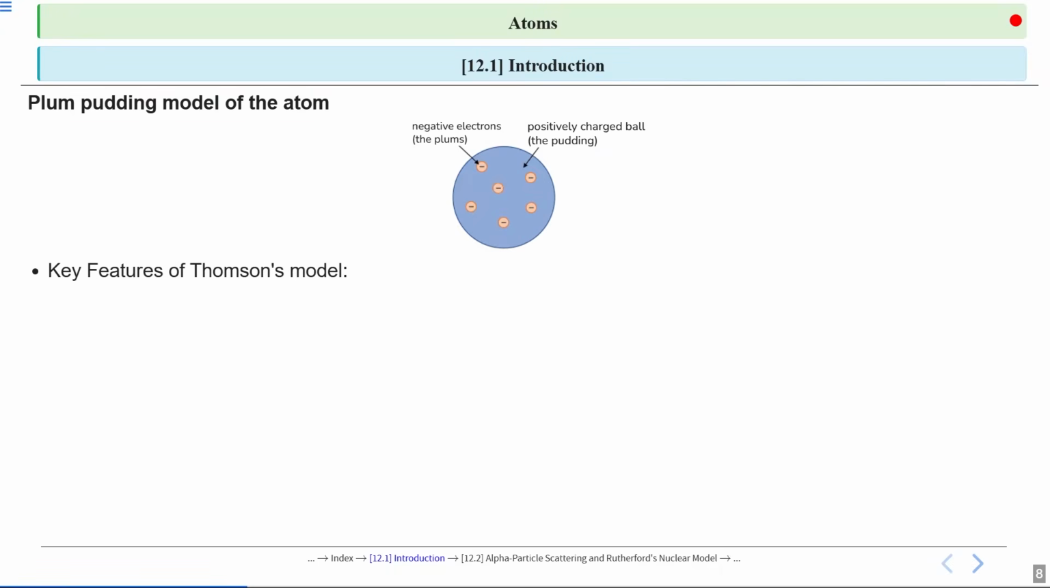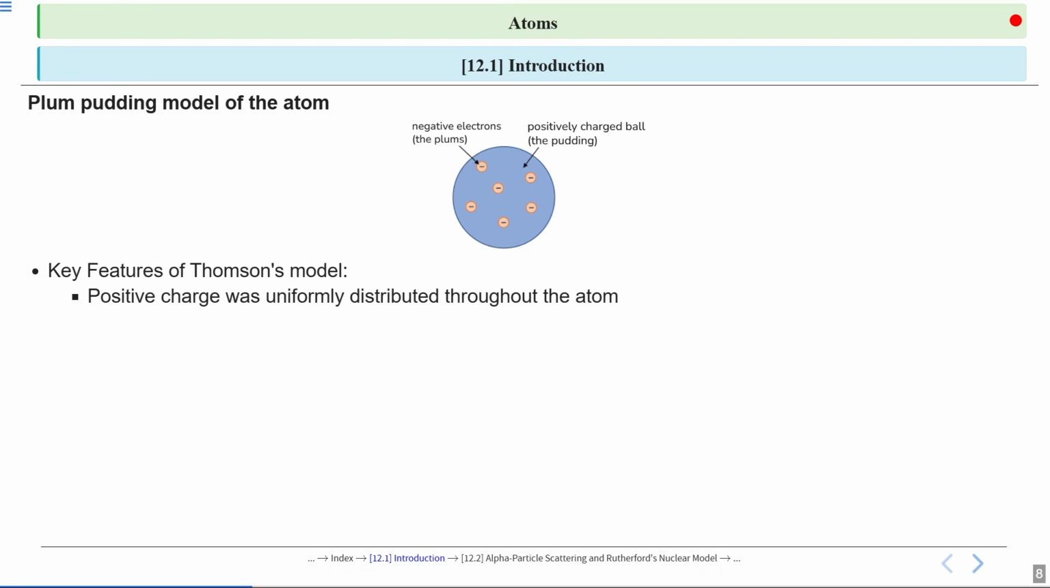Okay, again diagram. Now let's go through the key features of Thomson's model. We will break down what makes this model unique and how it tried to explain the structure of the atom at that time. Pay attention to how the charges are arranged inside the atom.